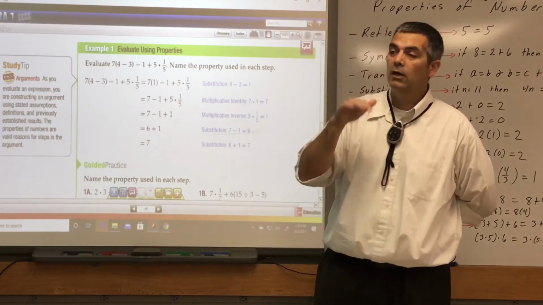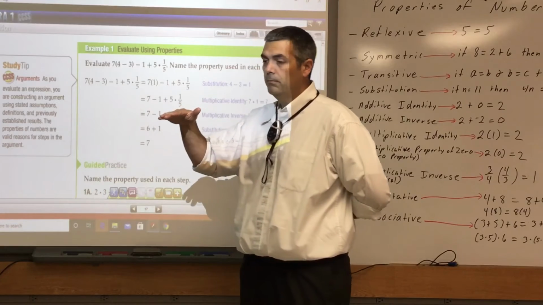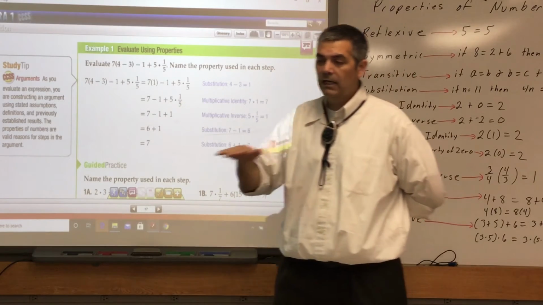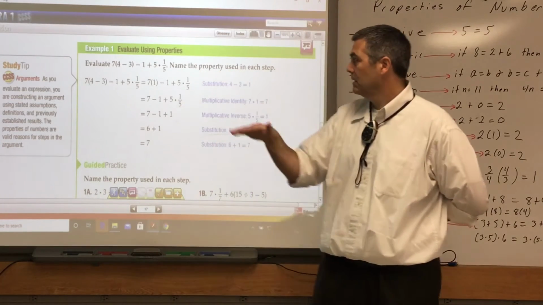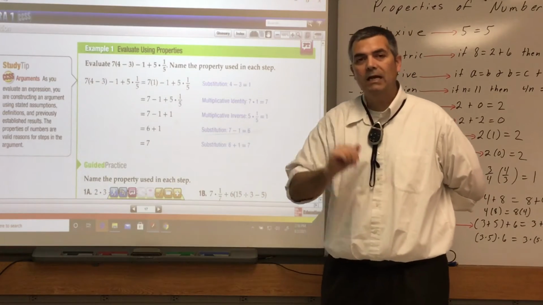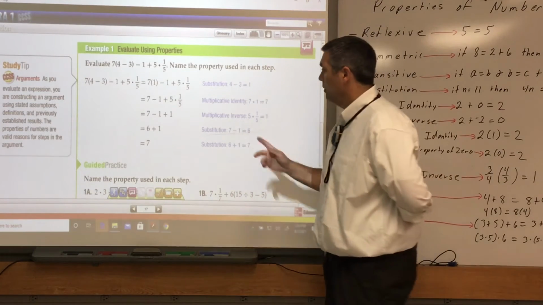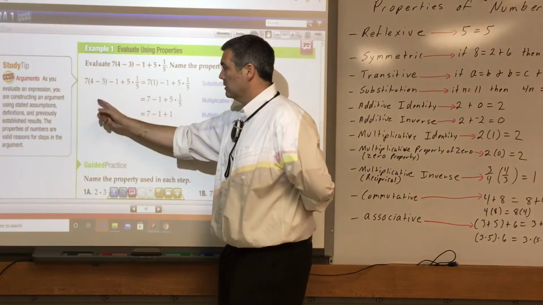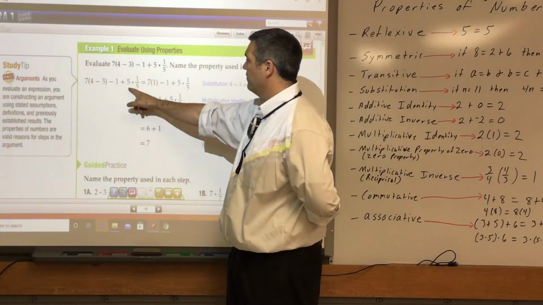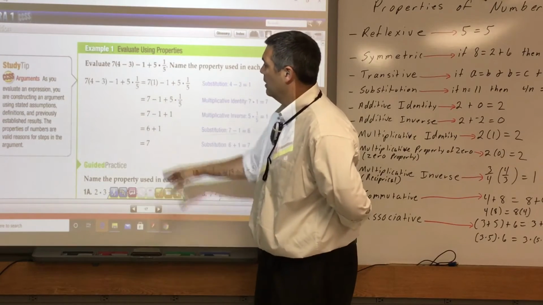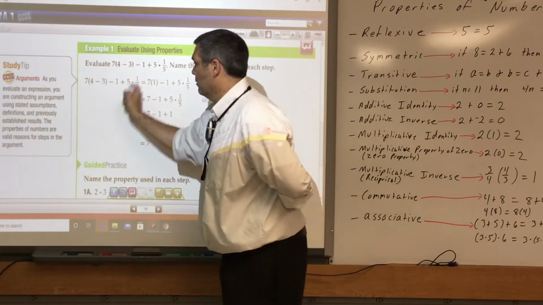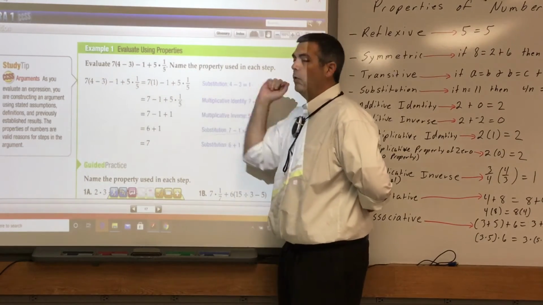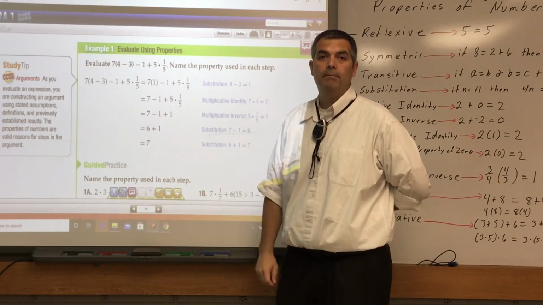So what you have to do is look at the original problem and the next step to decide what step they took to get to that next part. All right, well here, they've got 7 times (4 minus 3), minus 1 plus 5 times 1/5 equals, and then they say, okay, this right here equals this. What step did we take in order to do that?